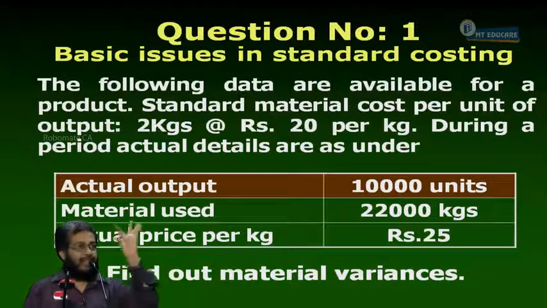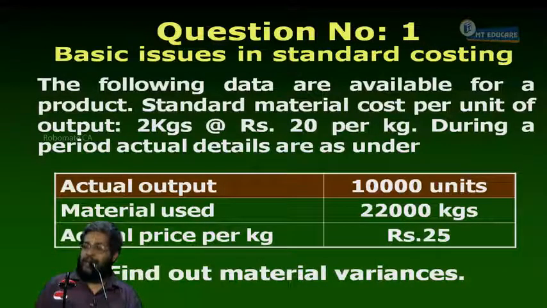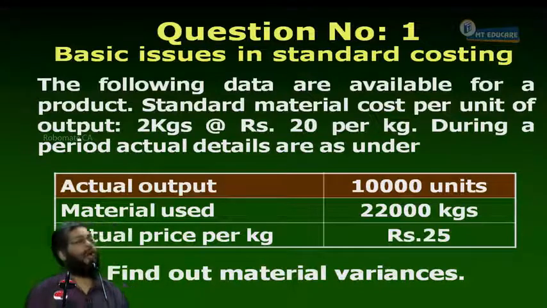Variance calculation, the main variance is called material cost variance. What is the formula? 1 minus 2. It is broken into 2. What are the 2 breakups? Material price variance, material usage variance. What is price variance? 3 minus 2. What is usage variance? 1 minus 3.